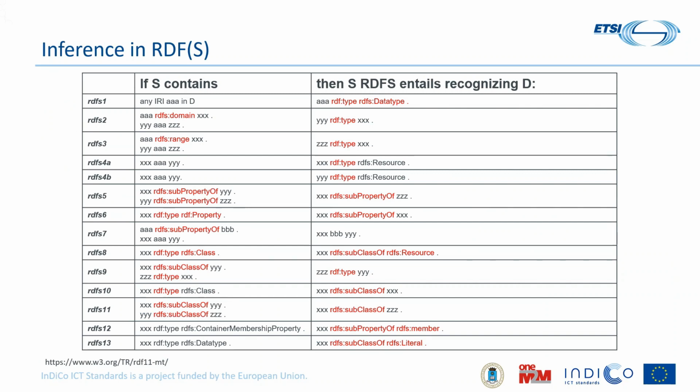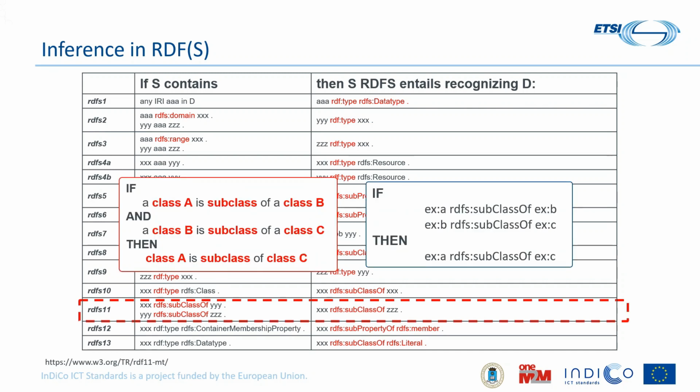The inference in RDFS is stronger in comparison with RDF. The table in the slide shows the 13 rules in RDFS. For example, rule 11 defines the transitivity. This rule states that if we have a class A, which is a subclass of class B, and also have a class B that is a subclass of class C, then class A is also going to be a subclass of class C.